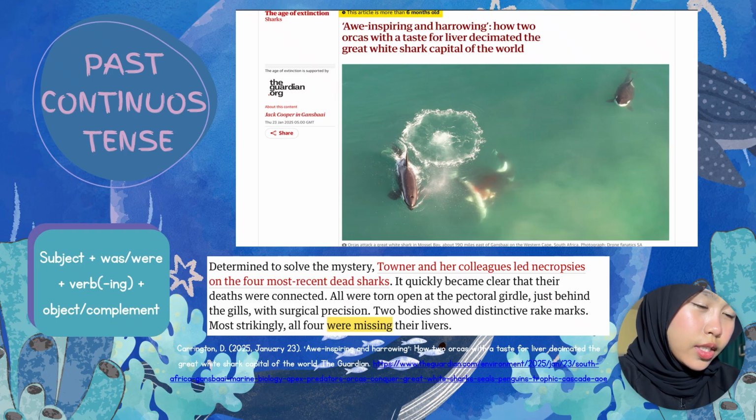So, let's take a look at the past continuous tense. The formula is subject plus was or were plus verb-ing plus object or complement. The word was is used with a singular subject while were is used with a plural subject. The example given here is: two bodies show distinctive rake marks. Most strikingly, all four were missing their livers.